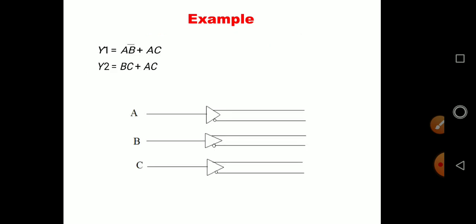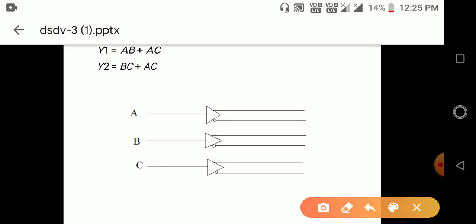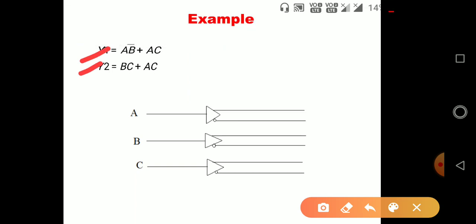So here is an example. There are two equations, y1 and y2. y1 is equal to AB bar plus AC and y2 is equal to BC plus AC. Hence, in the first step, I have to draw the tri-state buffers. The number of tri-state buffers is equal to the number of inputs. There are totally 3 inputs, A, B and C. Hence, I have drawn 3 input buffers here.